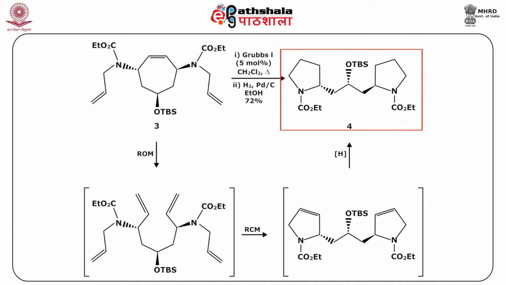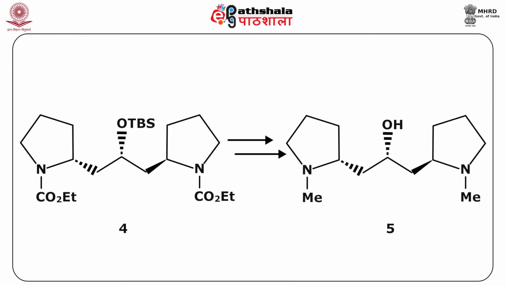The unsaturated bicyclic product was immediately subjected to hydrogenation and bis pyrrolidine 4 was yielded in 72% over the 2 synthetic steps, comprising the 4 individual transformations. Reduction of dicarbamate 4 followed by deprotection of the TBS group afforded the natural product 5, very clearly depicted here in scheme 3.